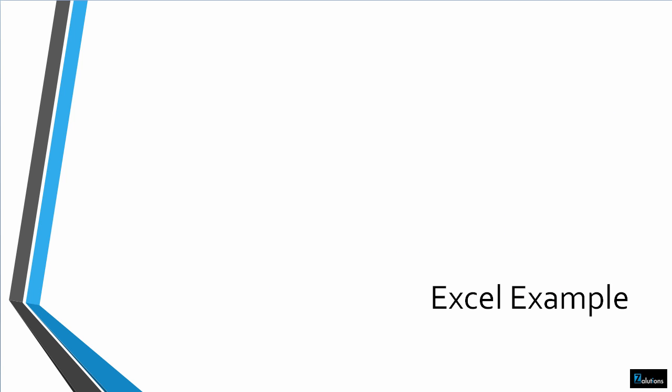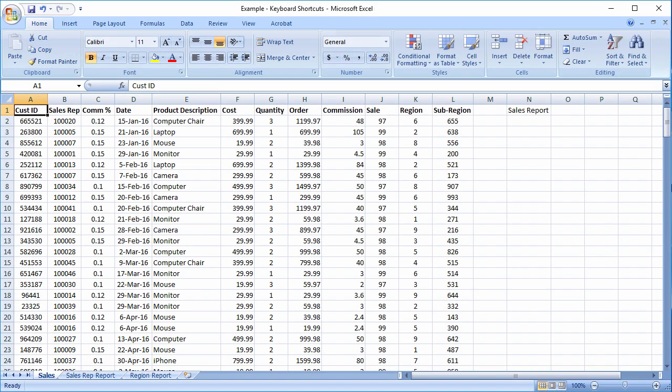Now we will cover an Excel example to illustrate these handy keyboard shortcuts. So we have the following spreadsheet where we will show how to use each of these keyboard shortcuts. If you want to move one cell over at a time, you can simply use the right arrow or the left arrow. Alternatively, you can use the Tab button to move right or Shift Tab to move left.